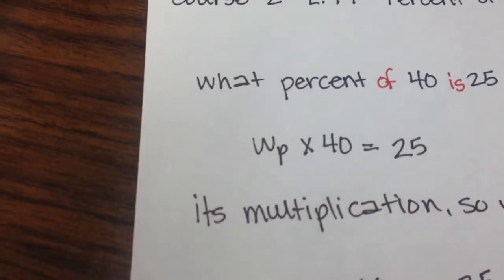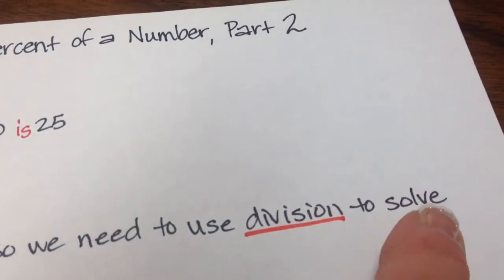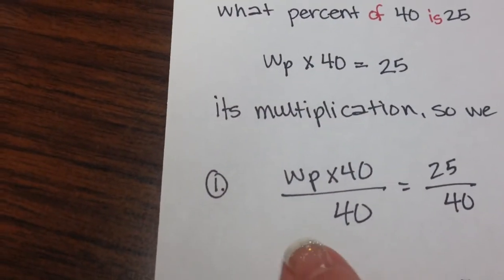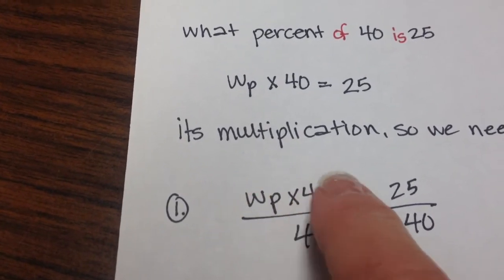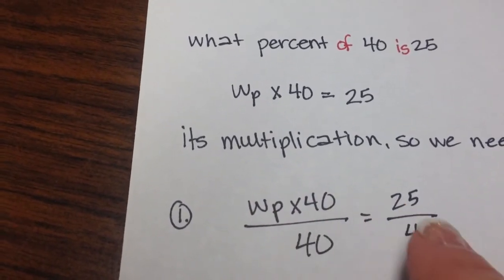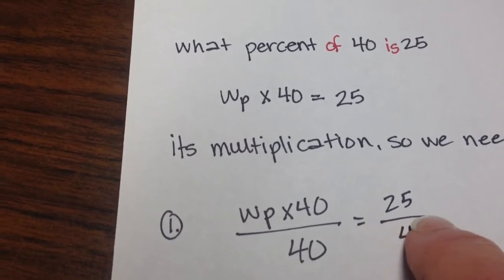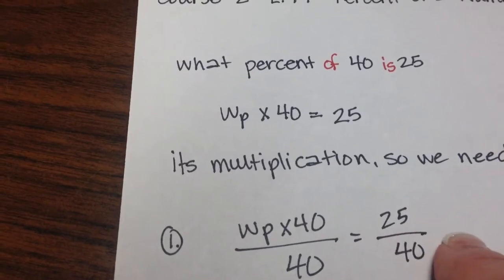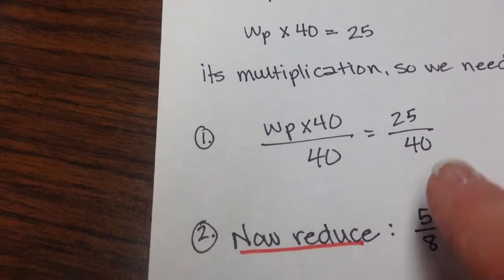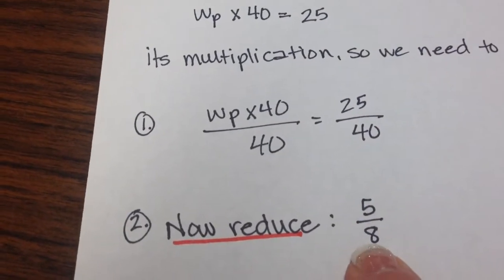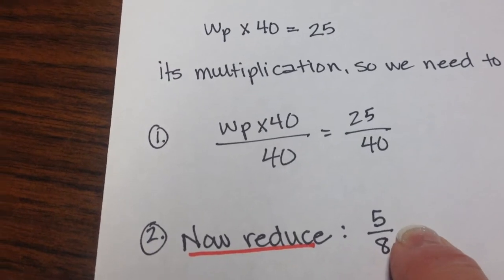Well, what do I need to do? It's multiplication, so we need to use division to solve. I'm going to set it up as a fraction: 25 divided by 40, because you remember that the fraction bar is also a division bar. Now, I'm going to reduce that down to 5 over 8. That just gives me smaller numbers, easier for my brain to work with.